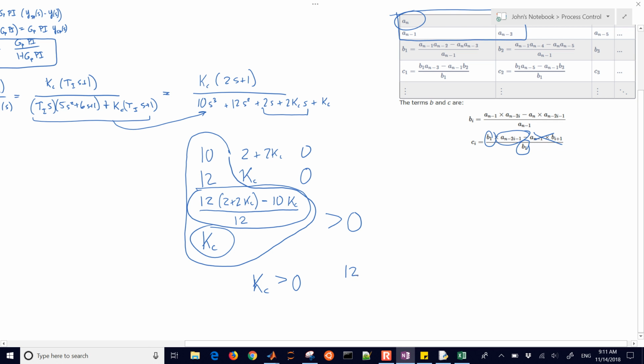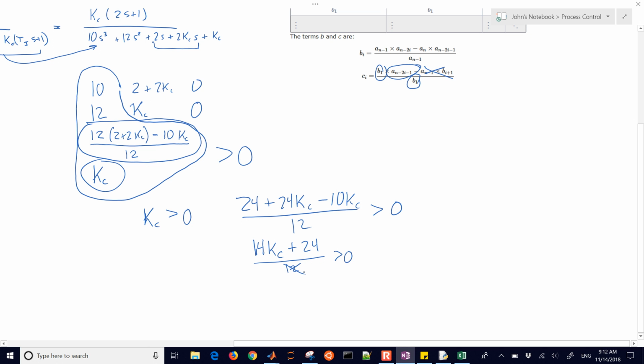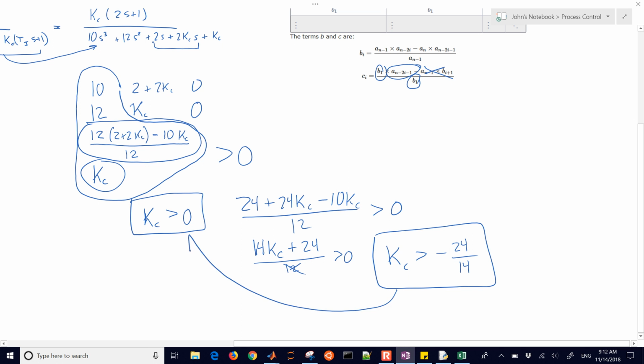Okay, so we have 12. Let's see, I'll just multiply this out. We have 24 plus 24 KC minus 10 KC divided by 12, and that has to be greater than 0. So that is going to be 14 KC plus 24 divided by 12 is greater than 0. The 12 doesn't matter, you can multiply that out, and so KC has got to be greater than negative 24 over 14. But this is a lower number than the one that we got already.